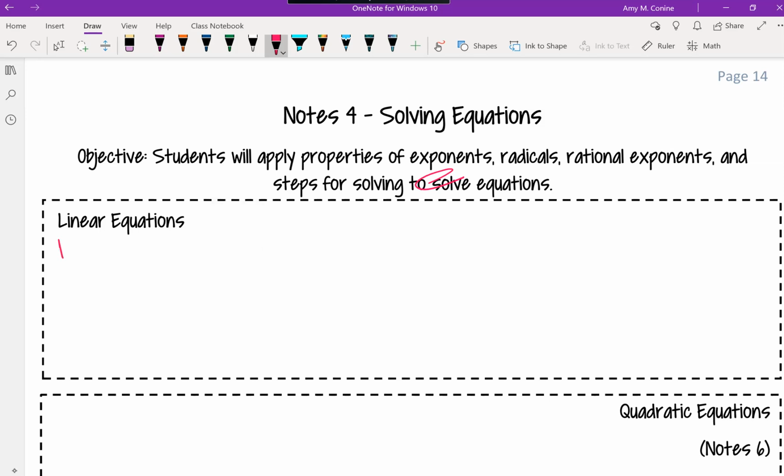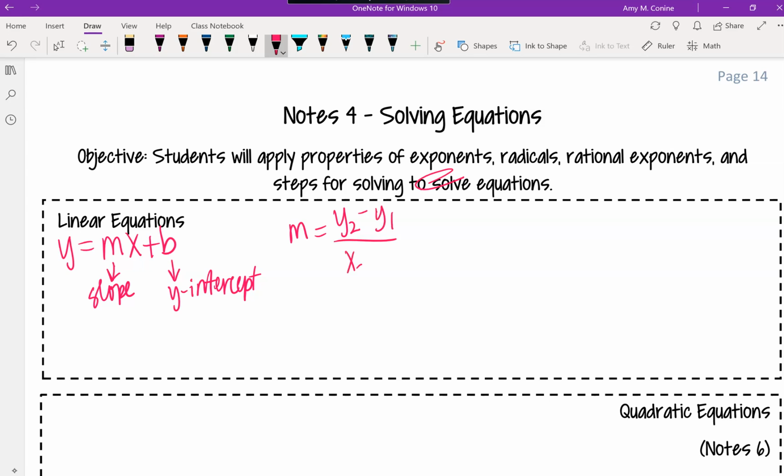So linear equations, if you remember, you would have slope-intercept form, where m was your slope. This b was your y-intercept, and that's what you would use to graph your line. And then to find your slope, if you were given two coordinates, you would take the difference of your y's over the difference of your x's, and you would get something for your slope.